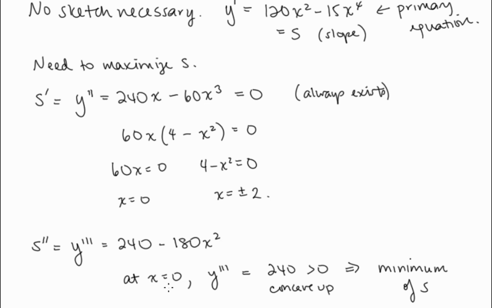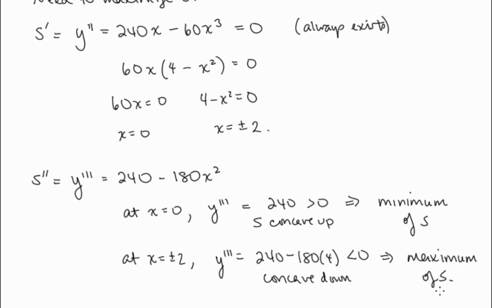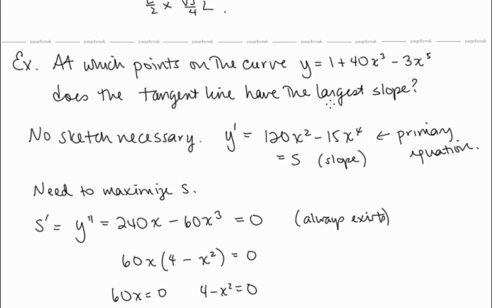At x equals 0, we get 240 here, that's positive. So that says that s is concave up, and we have a relative minimum here. At x equals positive or negative 2, we get 240 minus 180 times 4. That's going to be negative. That tells us s is concave down. And so we have a maximum value of s at these 2 points. But remember, the second derivative test gives us relative extrema. If we have 2 relative maximums, we need to figure out if one of them is higher than the other, because we are looking for the largest slope.